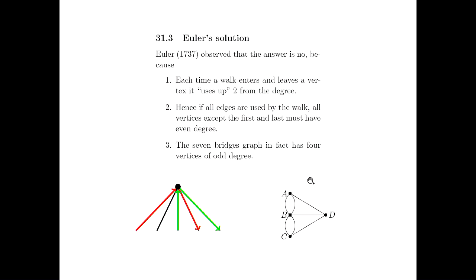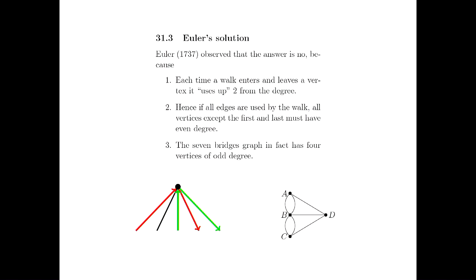But look here, we have degree 3, degree 3, degree 5, and degree 3. So we have 4 of these bad vertices, and we can burn up one as our first vertex and one as our last vertex, but the other 2 mean we're stuffed. Does that make sense to people? Why this is impossible?